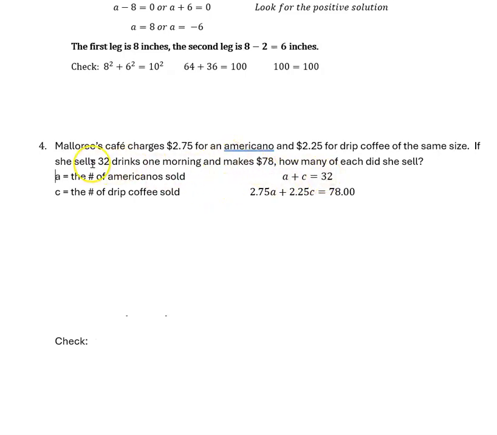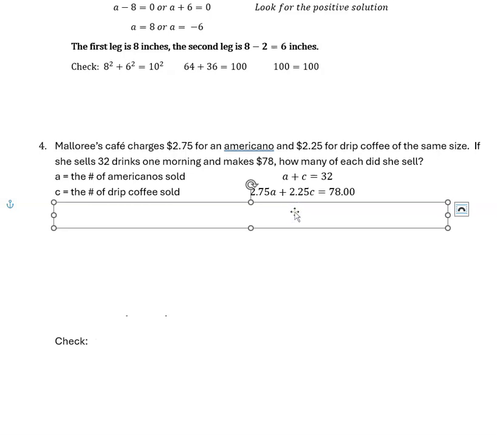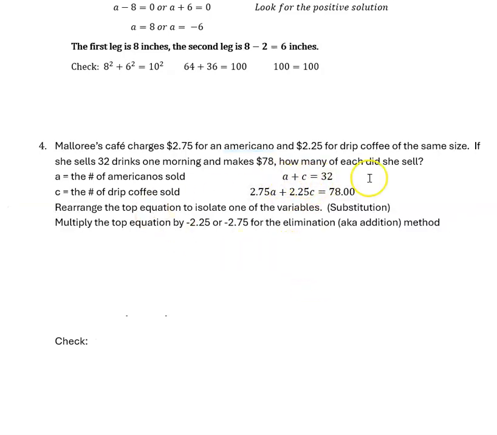And then I know that altogether they sold 32, so A plus C is going to be 32. And then however many A they sold, they got $2.75 for each of those. However many of C they sold, they got $2.25 for each of those, for a total of $78. Now you have a choice here of how you're going to solve your system. You could rearrange the top equation, isolating one of those two variables, and then you would be using substitution. Or you could multiply the top equation by negative 2.25 so that your C's would drop out, or by negative 2.75 so that your A's would drop out for the elimination method.